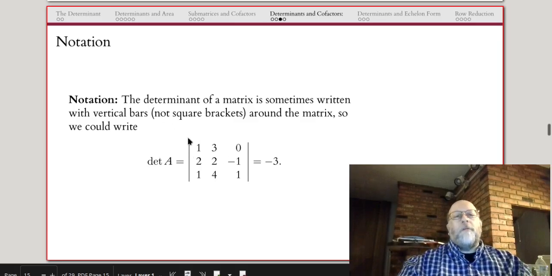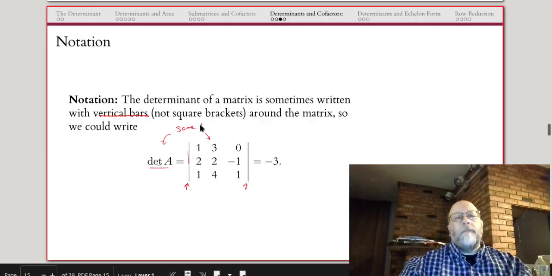Some books use vertical bars, not square brackets, around the matrix. And so if we just see what looks like the absolute value of a matrix, it means the determinant. These two notations mean the same thing. And the answer, like we just saw, is -3.